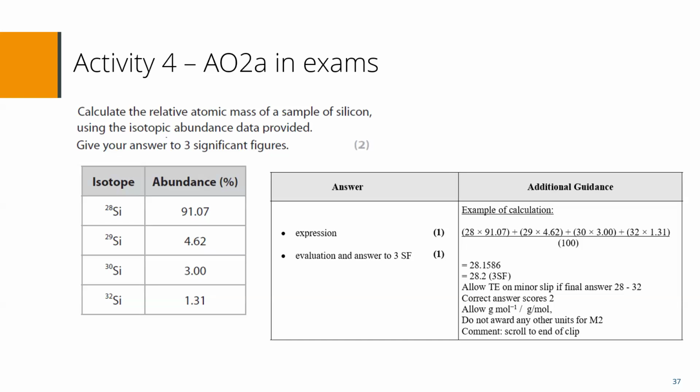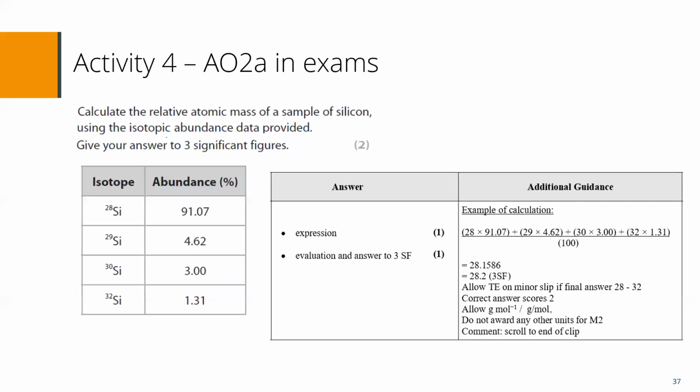You're given relative abundances of 4 isotopes. The first mark is for getting the correct expression there. And the second mark is for the evaluation and the answer given to the 3 significant figures, because that's what's required in the question itself. So example of the calculation, they multiply each of the relative isotopic masses by their relative abundance and divide by 100. That gets the first mark.